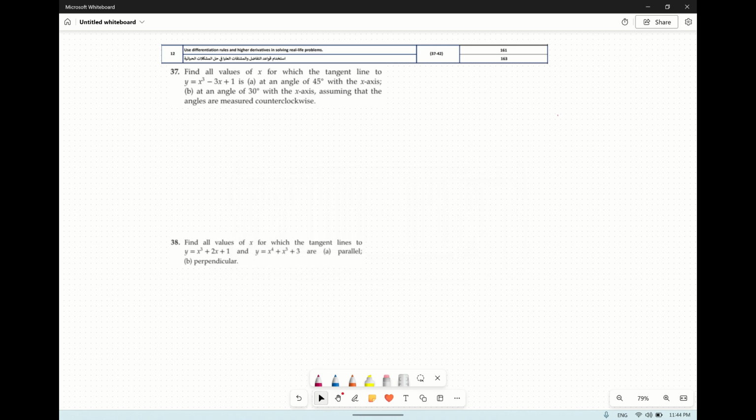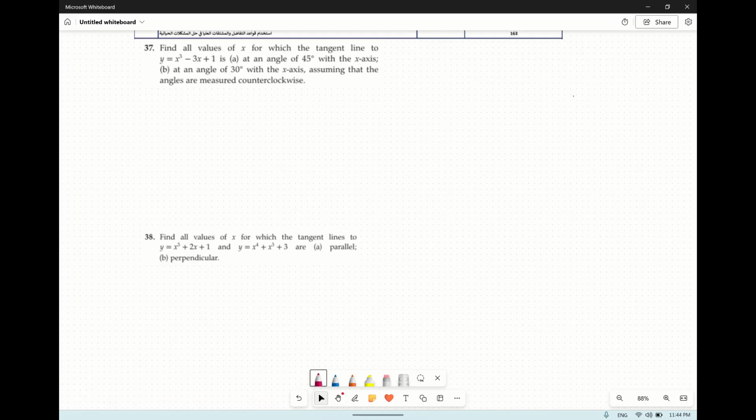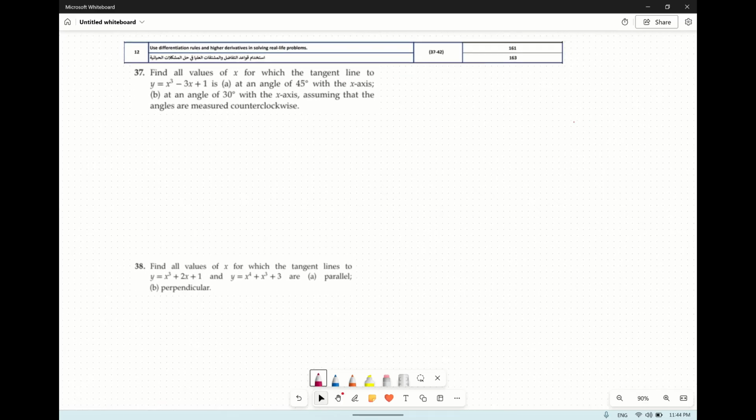Question number 12 from the EOT. First question, find all values of x for which the tangent line to this function is at an angle of 45 with the x-axis, then again at an angle of 30.